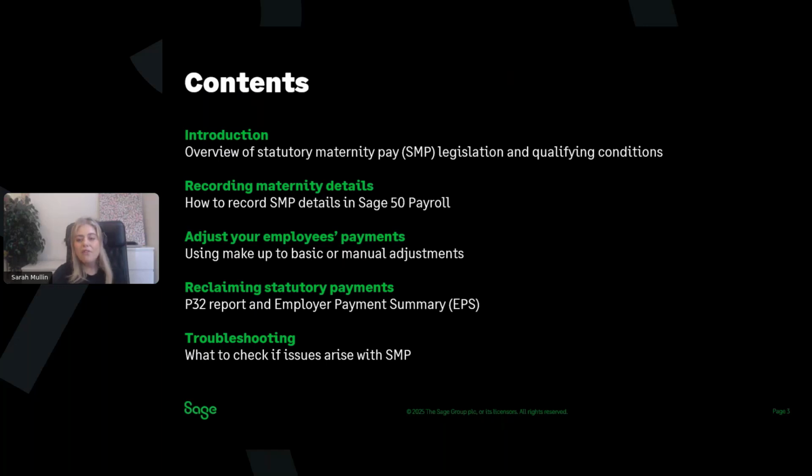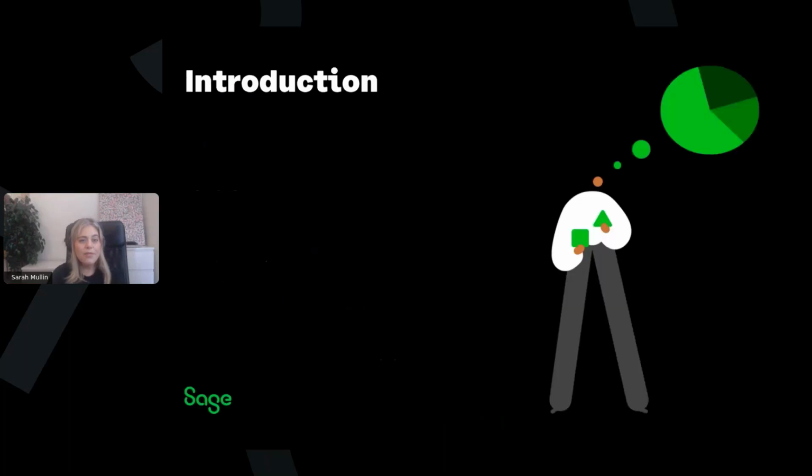We'll then finish off with any month-end tasks. This is where you're going to be reclaiming any statutory parental payments. So we'll have a little look at the P32, and how to submit your EPS as well. Then lastly, we'll finish off with some troubleshooting. We'll run through some of the common queries that we get around SMP and some top tips on how to help avoid them as well. So that's what we've got in store today.